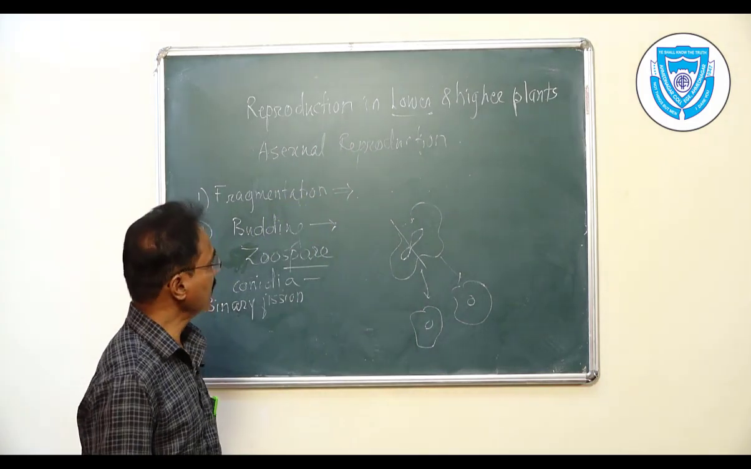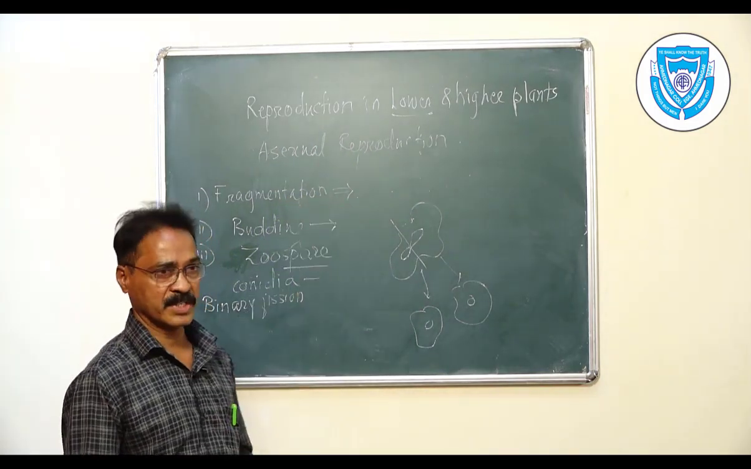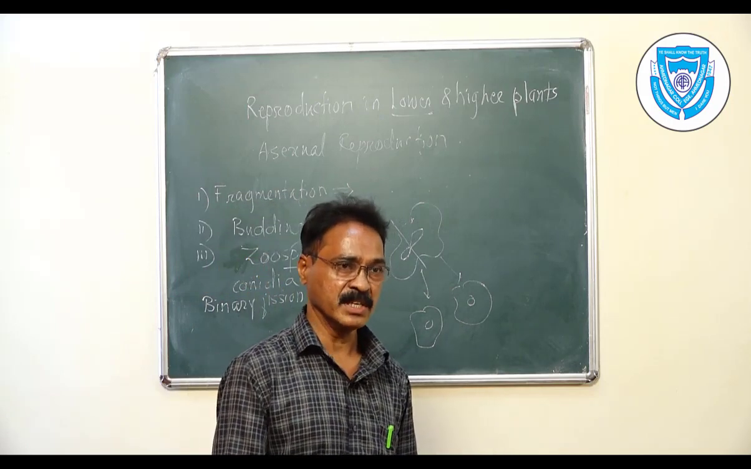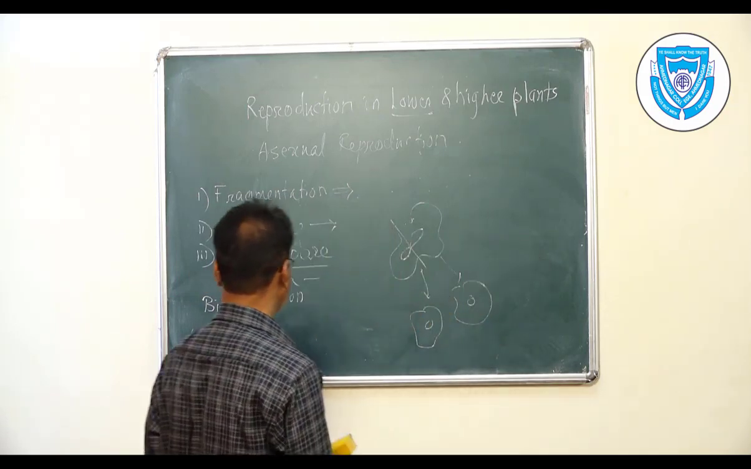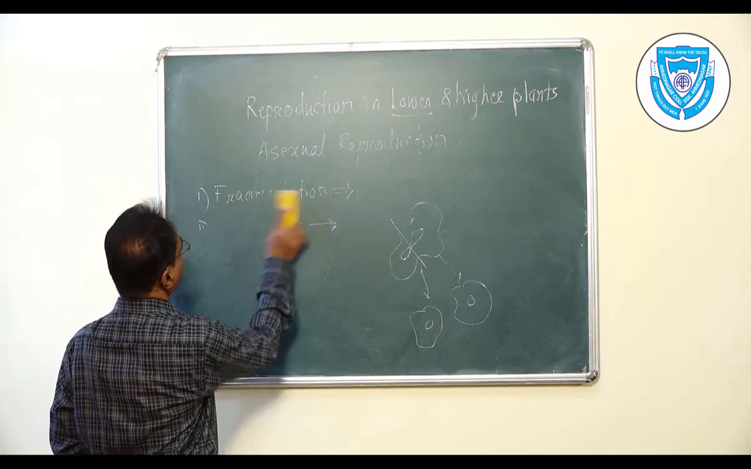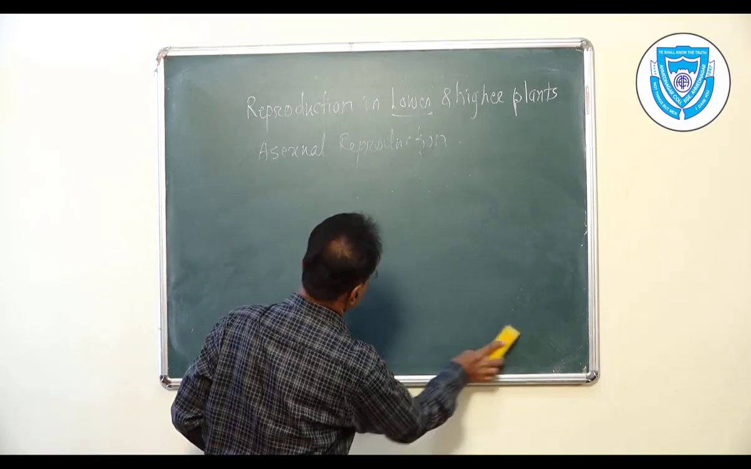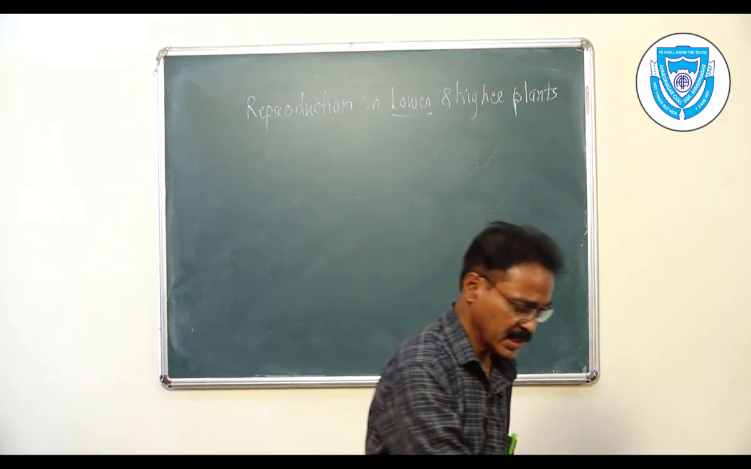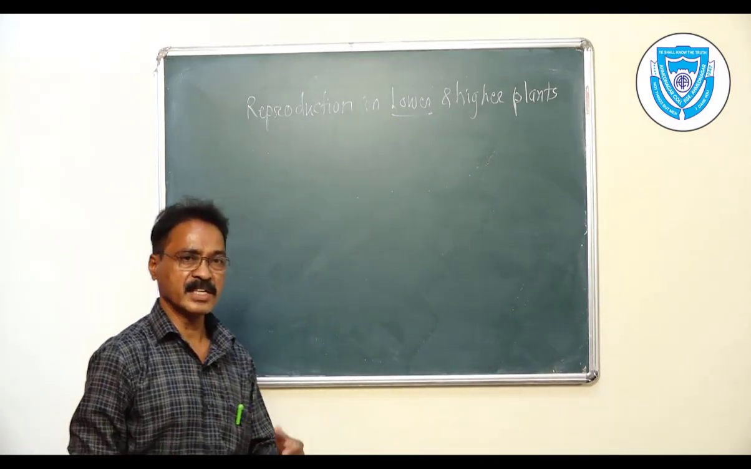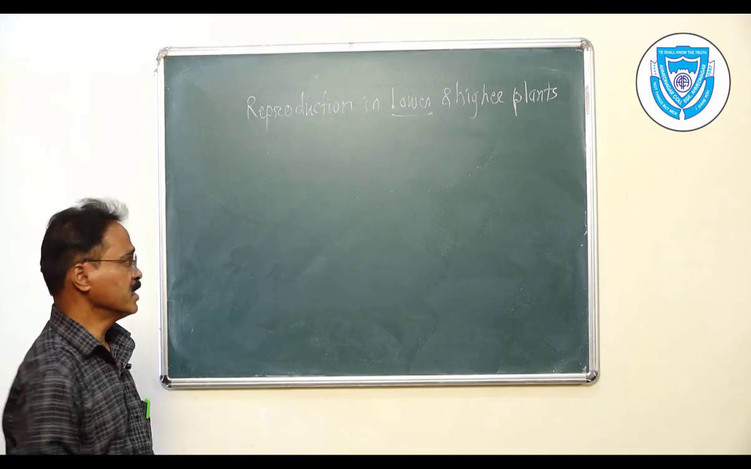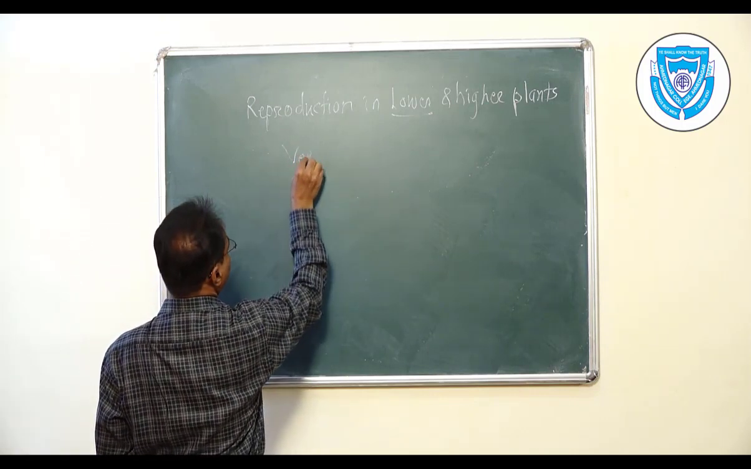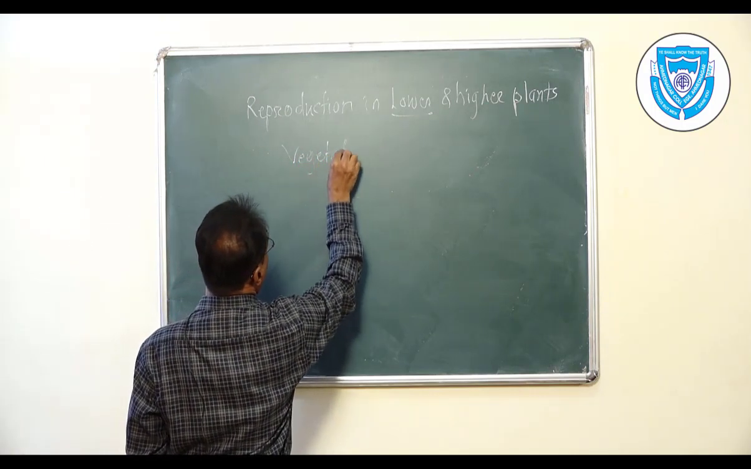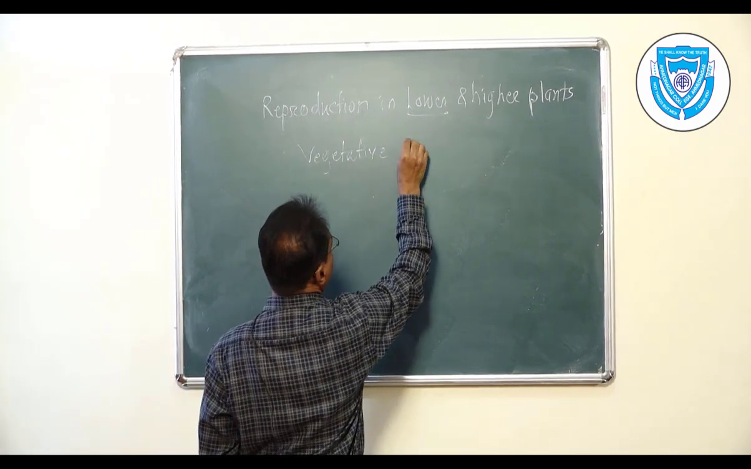Now let us discuss reproduction in higher plants. In higher plants, asexual reproduction is also common, and it is called the vegetative type of reproduction.